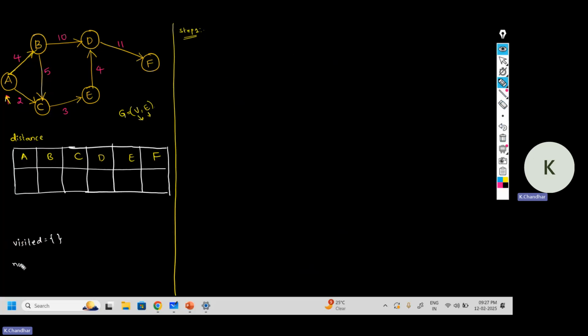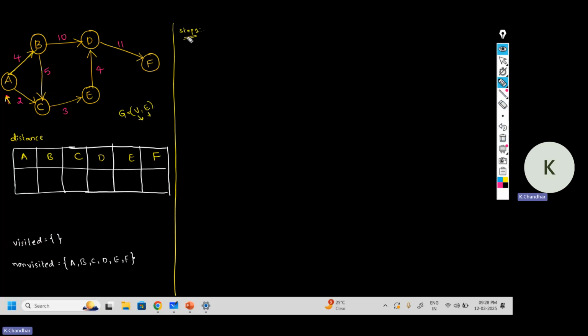Next one, non-visited vertices. So what are the non-visited vertices? I did not start with anyone, so I am going to include all of A, B, C, D, E, F. I am going to remove them one by one and include them into the visited set. So we need to continue this until this non-visited vertex set becomes null. Okay. So let us see how I am going to update these things.